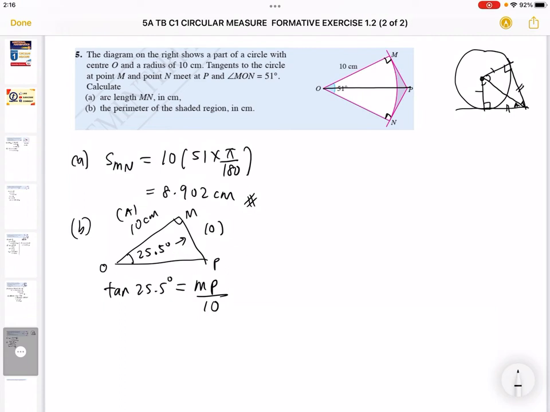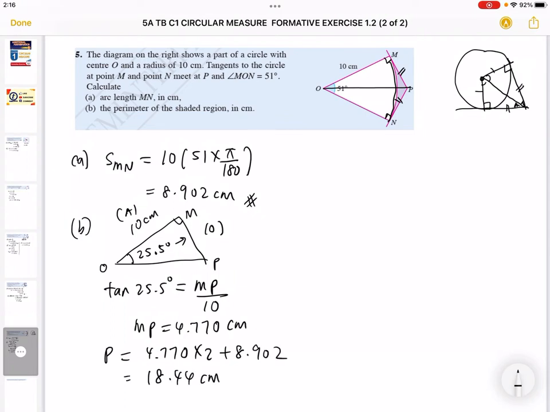My MP is 4.770. Okay, to find your perimeter, you need to add them up. The length of MP and PN are actually the same. So I can take 4.770 times 2 plus the length of arc MN, which we got from part A, 8.902. My answer is 18.44 cm. Okay, that is question number 5. Moving on to question number 6.